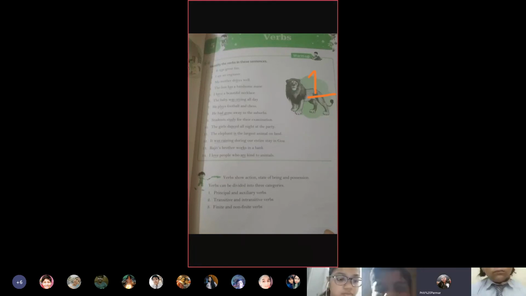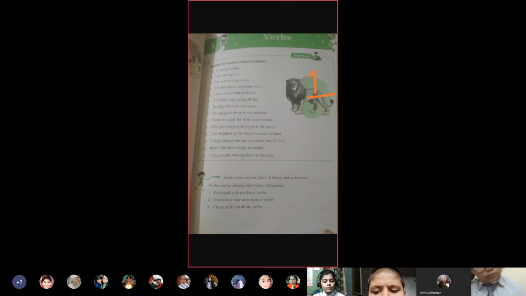Okay, so we begin with verbs, and we know that verbs are the action words. Whatever action in a sentence is done, that is called a verb. Now, here are a few examples given here. Identify the verbs in these sentences. Quickly, let us mark them.